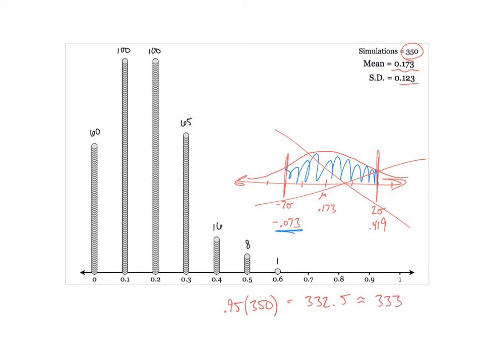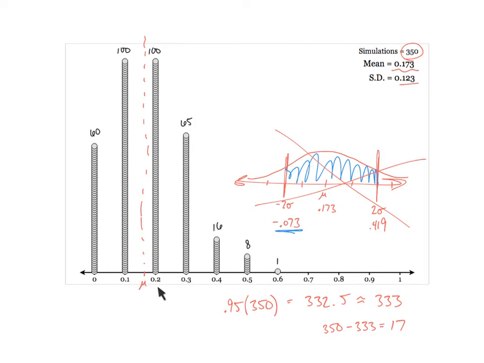So what this means is I'm going to take the middle 333 pieces of information. I'm going to throw out 17 data points, because remember, we have 350 data points, and I'm only taking the middle 333. The 17 that I'm going to choose are the 17 that are furthest away from the mean. The mean is at 0.173, that would be about here. Let's say that's our mean.